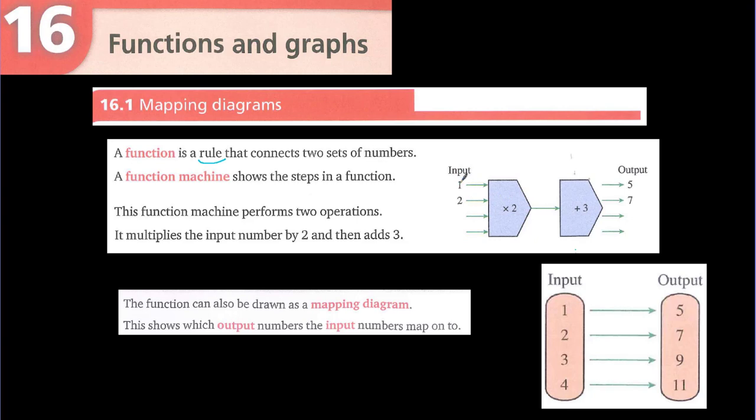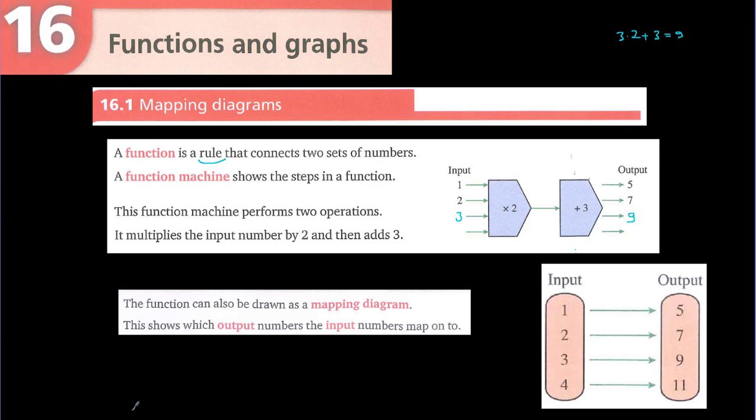So when you input 1 in the machine, 1 times 2 is 2, plus 3, it's going to be equal to 5, and as you see, 1 goes to 5. When you insert 2, 2 times 2 is 4, plus 3, it's going to be equal to 7. When you insert 3, 3 times 2 is 6, plus 3, it's going to be equal to 9. So when you insert 3, you're going to get 9.